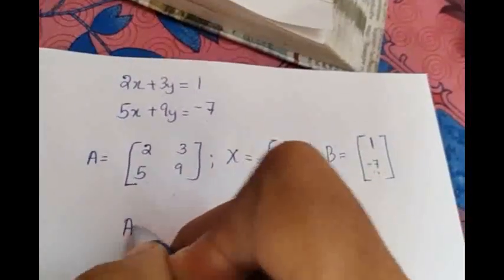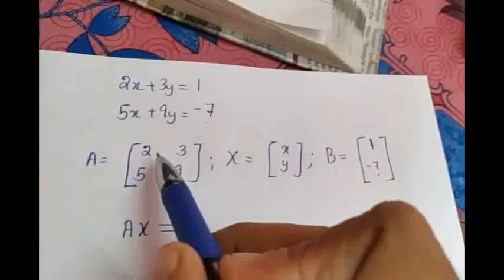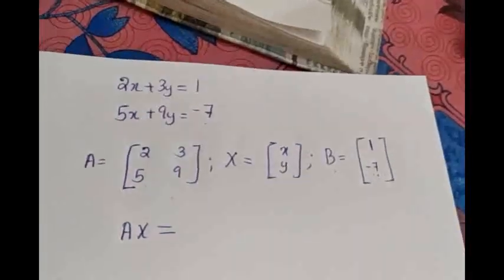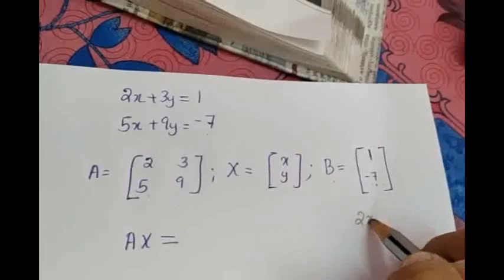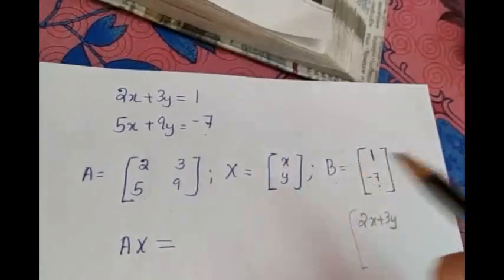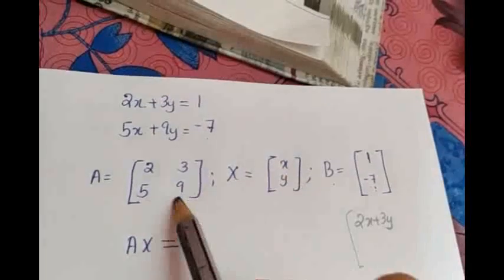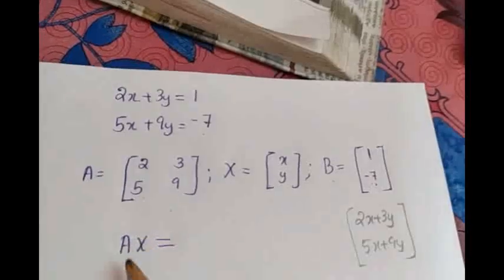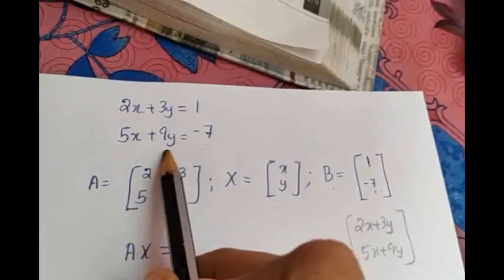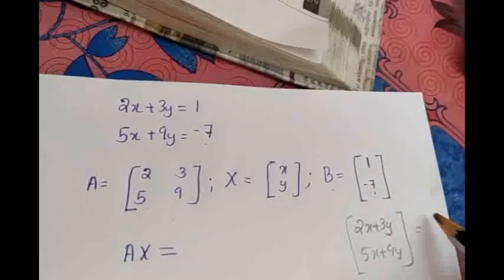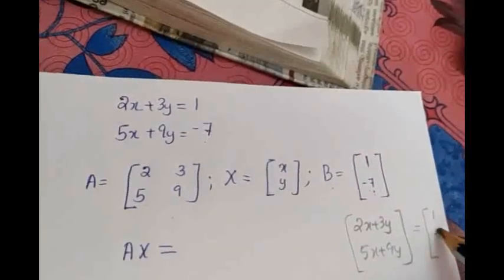If I multiply A and X, AX, I just multiply 2 into x, 2x plus 3y, isn't it? So AX will be 2x plus 3y. That will be a matrix again. What about the second row? 5x plus 9y. That is the left side I am getting as AX, the left side of the given equation, equal to, on the right side we have already taken the constants as B. So I am writing 1, minus 7.